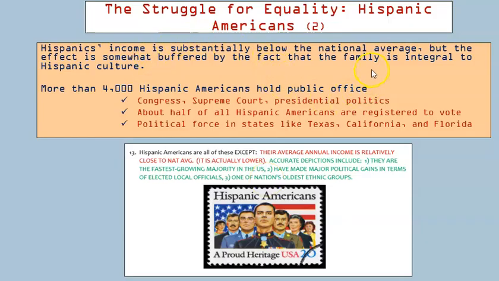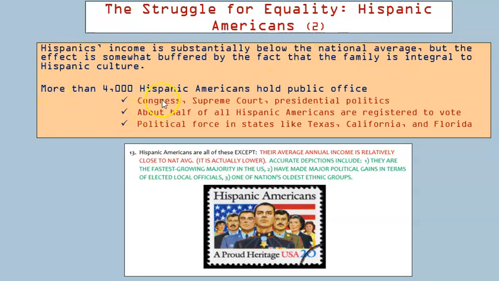So this slide evidences the struggle for equality, and it's a continuing struggle for equality for Hispanic Americans. So they note that Hispanics' income is substantially below the national average, but the effect is somewhat buffered by the fact that the family is integral to the Hispanic culture. So they work together as a unit, and so that can offset some of the lower paying jobs that are held. And they work together to help each other to get ahead.